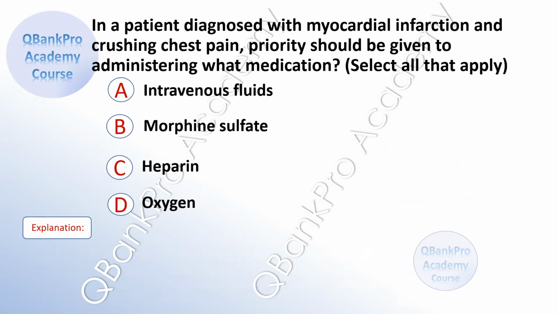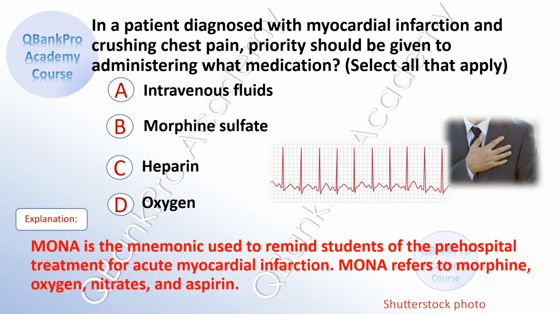In a patient diagnosed with myocardial infarction and crushing chest pain, priority should be given to administering what medication? A. Intravenous fluids. B. Morphine sulfate. C. Heparin. D. Oxygen.